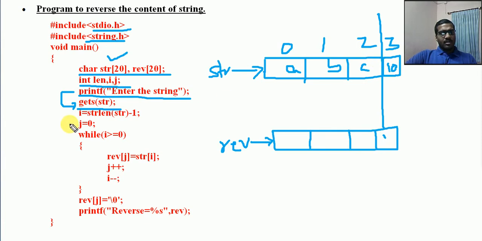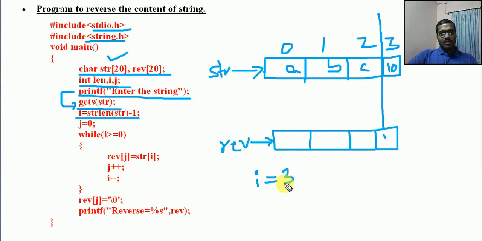Then look at the next statement. I am using two variables, i and j. I give an assignment: i is equal to strlen of str. So strlen will return the exact length of the string str. Now str consists of ABC. What is the length of this string? That is 3. Right?